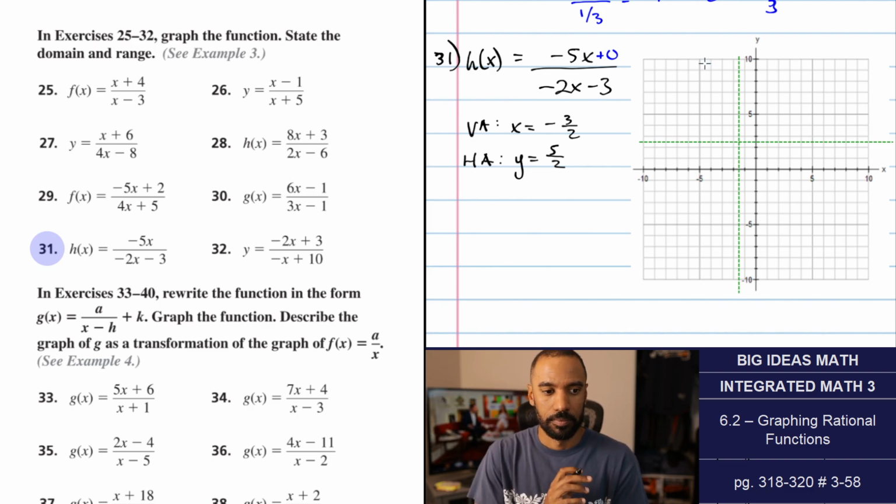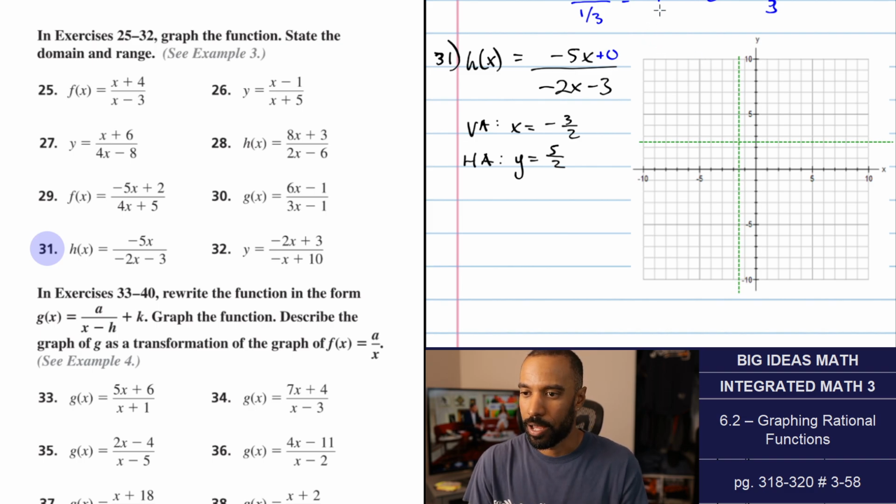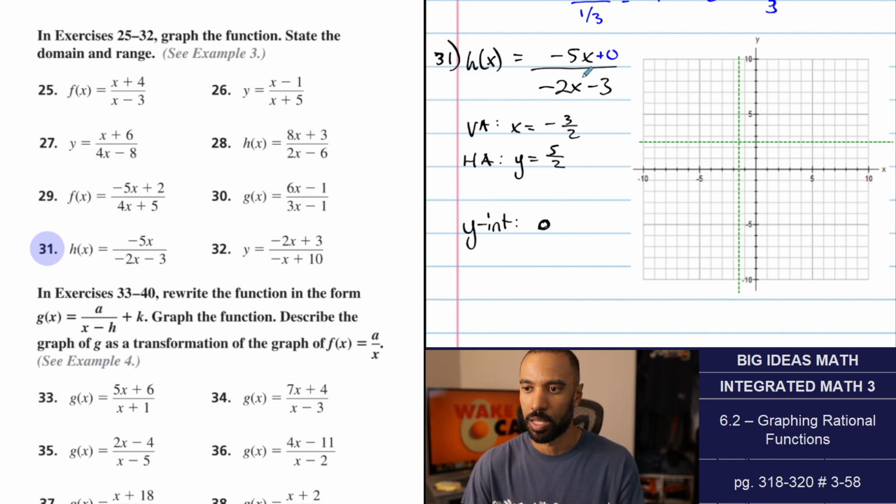From there, we will find the x-intercept and y-intercept. The y-intercept is easy this time. It's actually 0, because we're dividing 0 by 3. That's what happens when you substitute 0 for x on top and bottom. And that means the x-intercept is 0 as well, right?